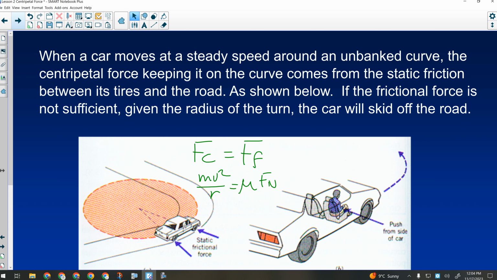Now, if the road is not banked, so it's nice and level, what force is normal force equal to? No, it's not equal to 0. The net force would be 0. What force is equal to it? Gravity. Right? Gravity is pulling down, normal force acting up. So, I could replace Fn with mg.